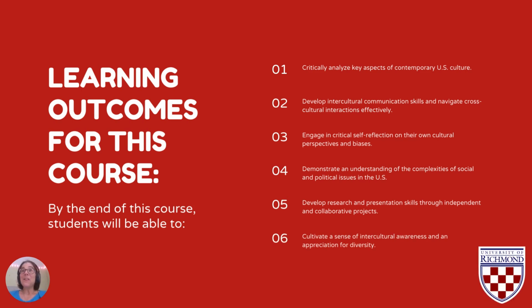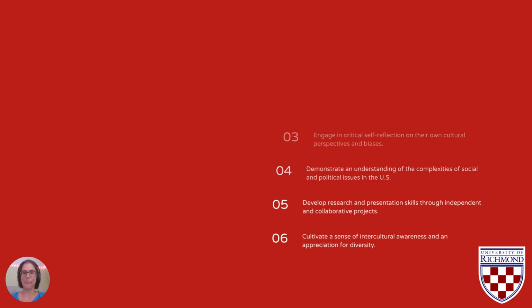So here are some of the learning outcomes for this course. These learning outcomes are also posted on Blackboard, so don't worry if you can't see them all. But we are going to be critically analyzing. We're going to be developing intercultural communication. We will be demonstrating our understanding of U.S. cultural values and beliefs and comparing them to our own cultures. And we're also hopefully going to cultivate a sense of intercultural awareness and an appreciation for diversity.